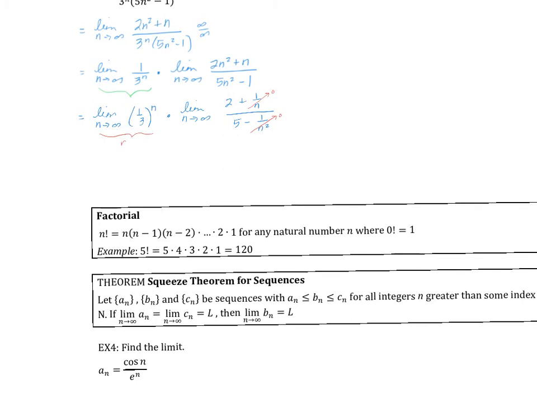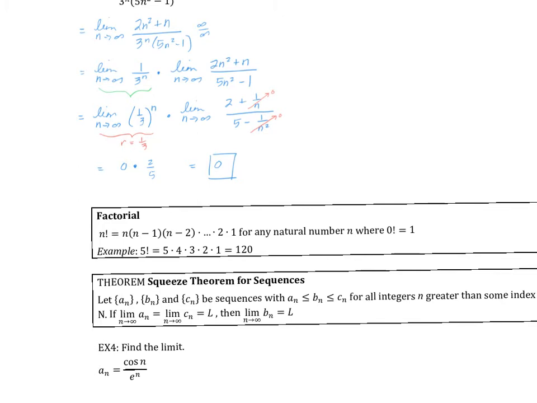For the first limit, r is equal to 1/3. It's geometric. So in this case, the limit is going to be 0 times 2/5. So 0 times 2/5 is simply 0.